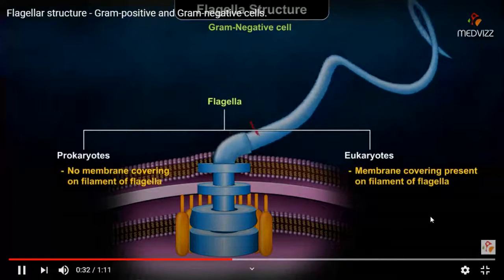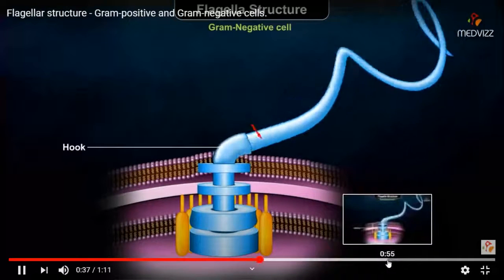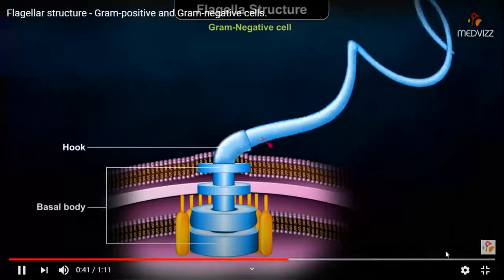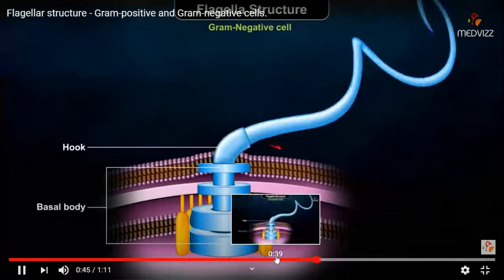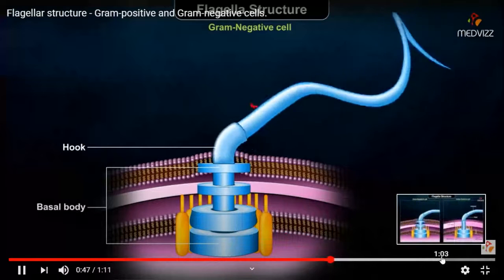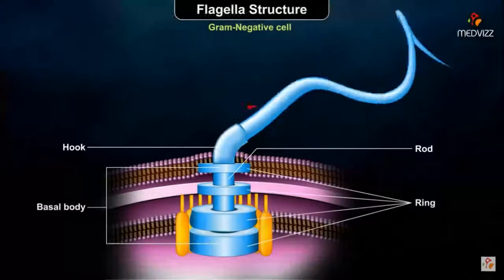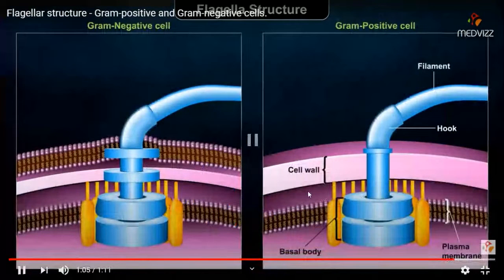The whip-like filament inserts into a curved structure called a hook. The hook is composed of a different protein and moves within the basal body. The basal body is composed of different proteins than the filament and hook. The basal body is composed of a rod and a series of rings, which anchor the flagellum to the cell wall and within its basal body.